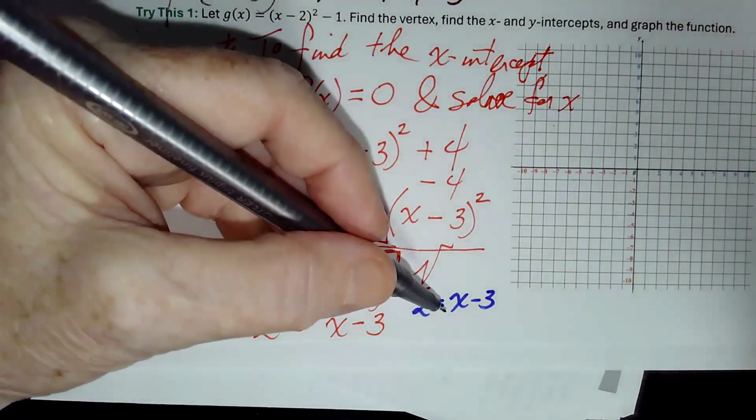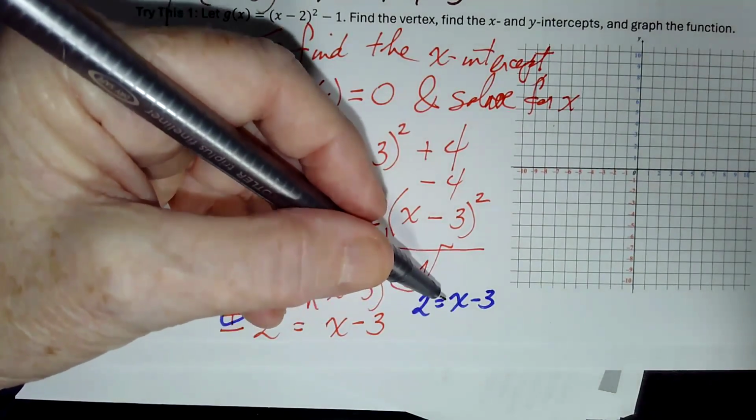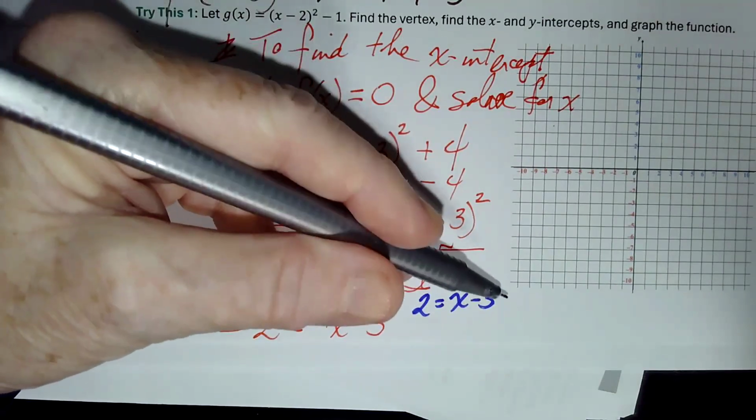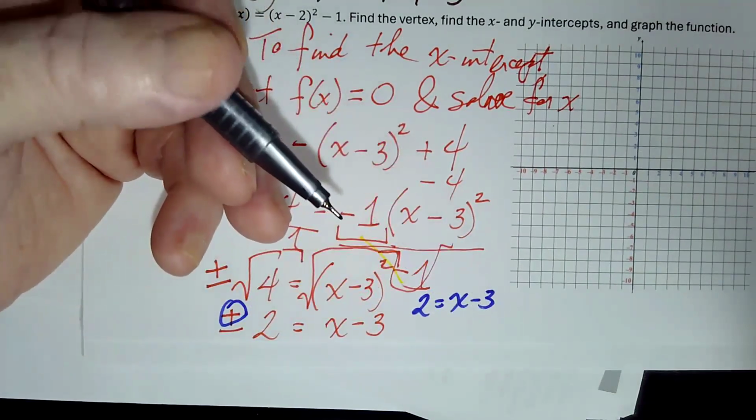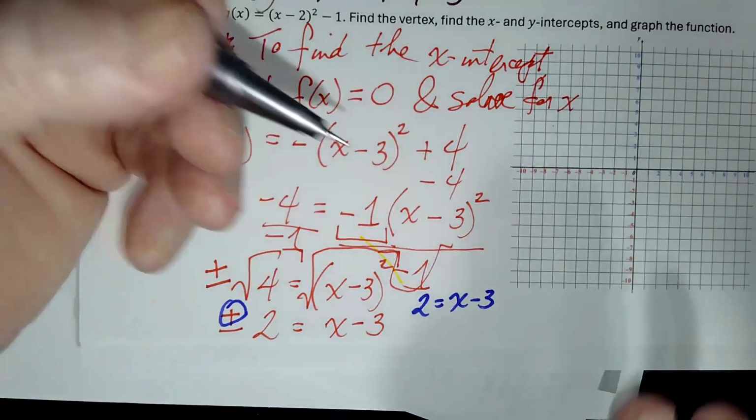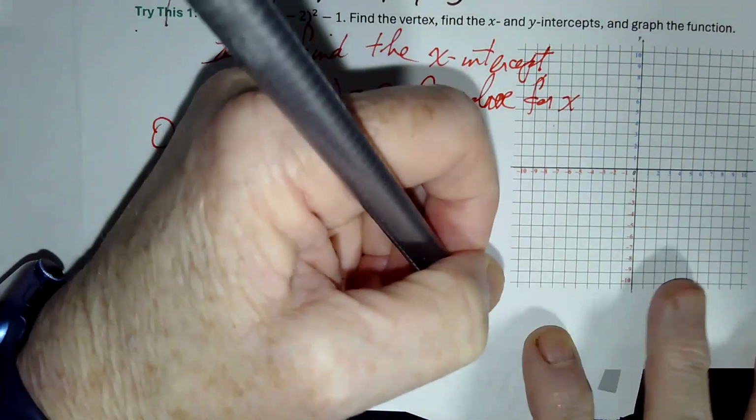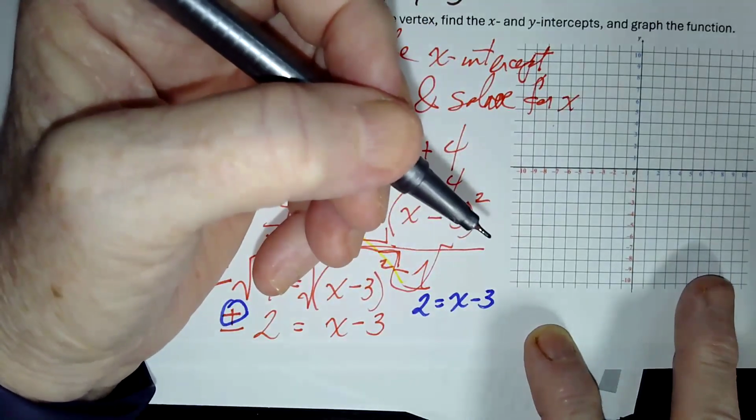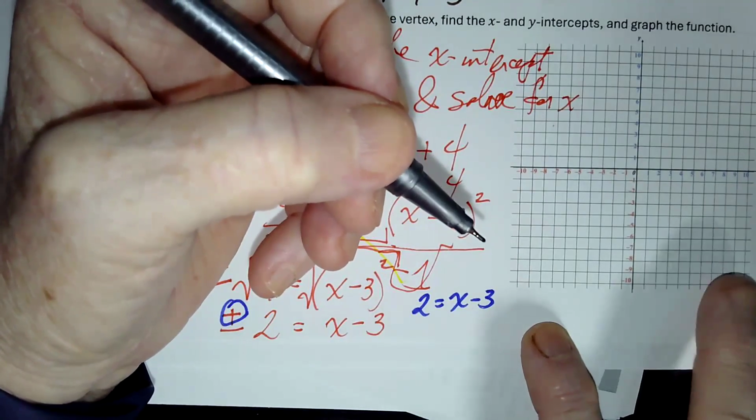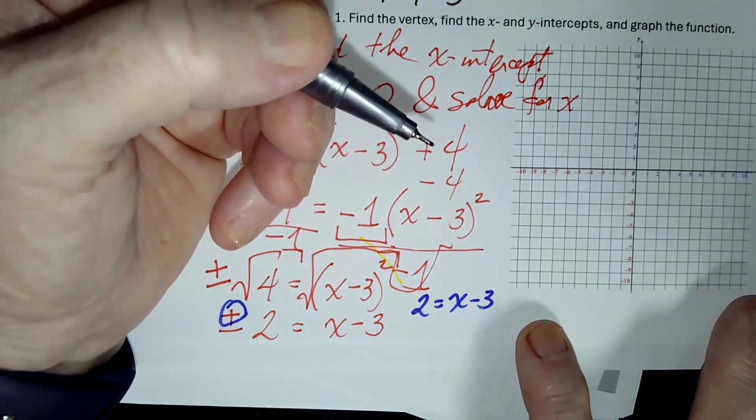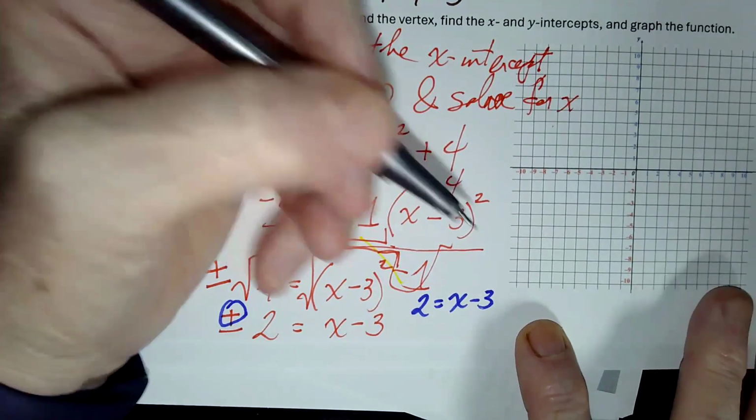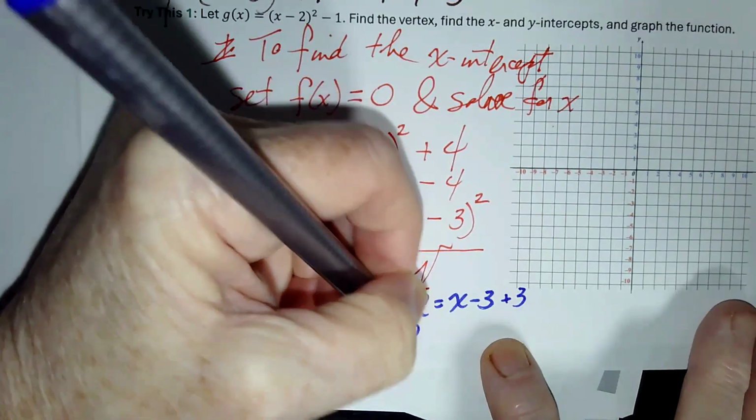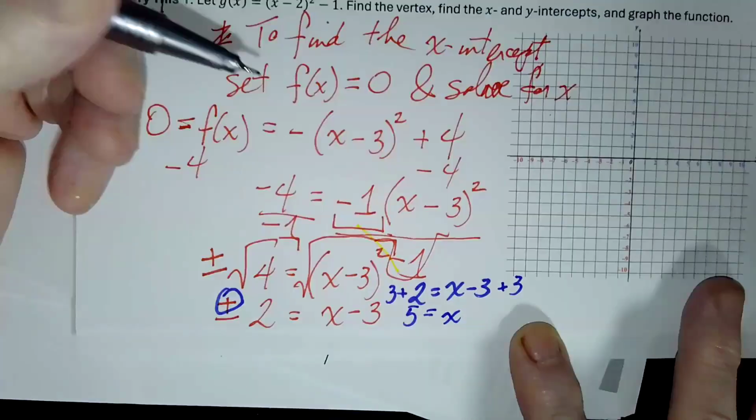Dividing would mean that there's something in front of the x, because dividing is the opposite of multiplying. What is the opposite of subtracting? Adding. Good. What will we add to both sides? 3. And so we get that 5 is equal to x.